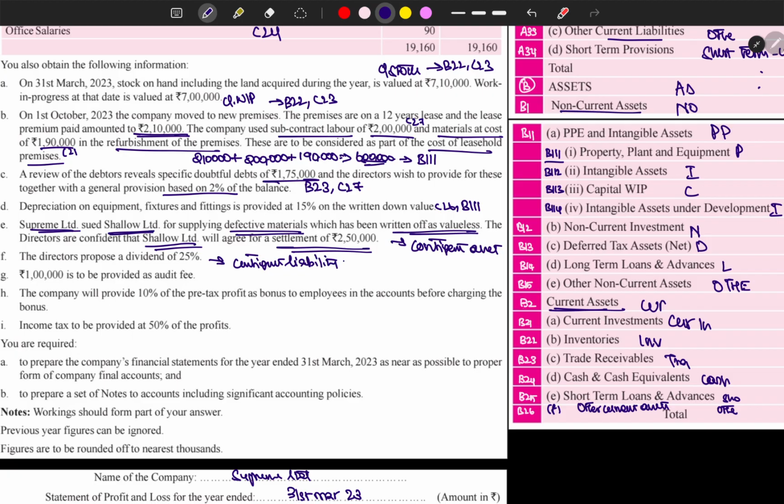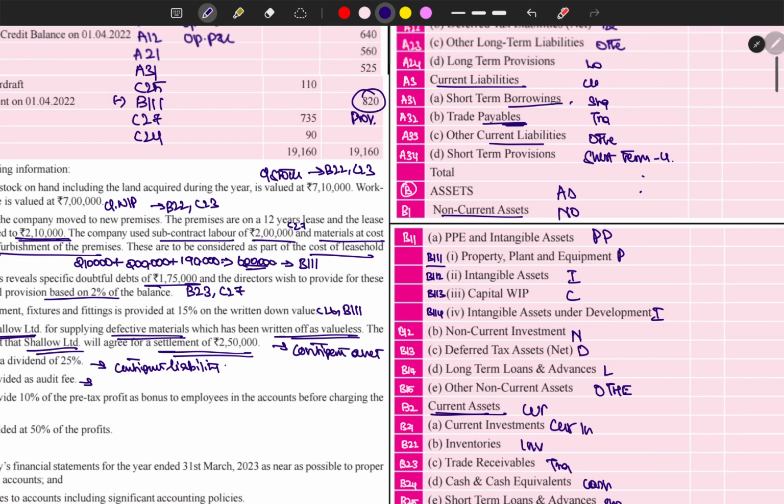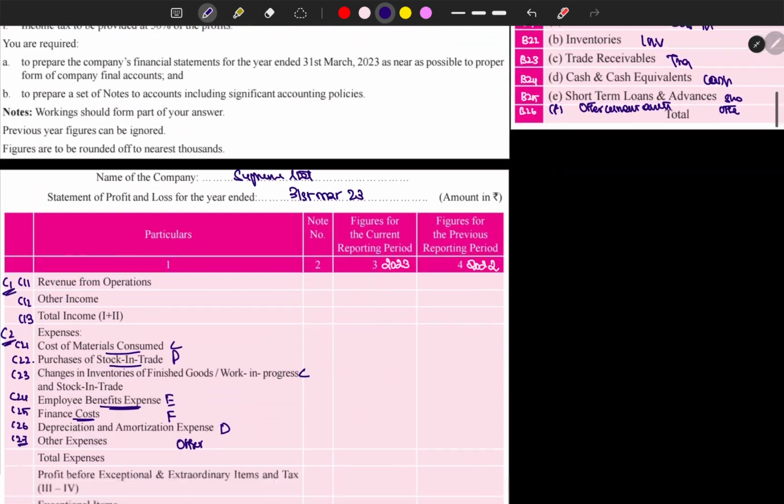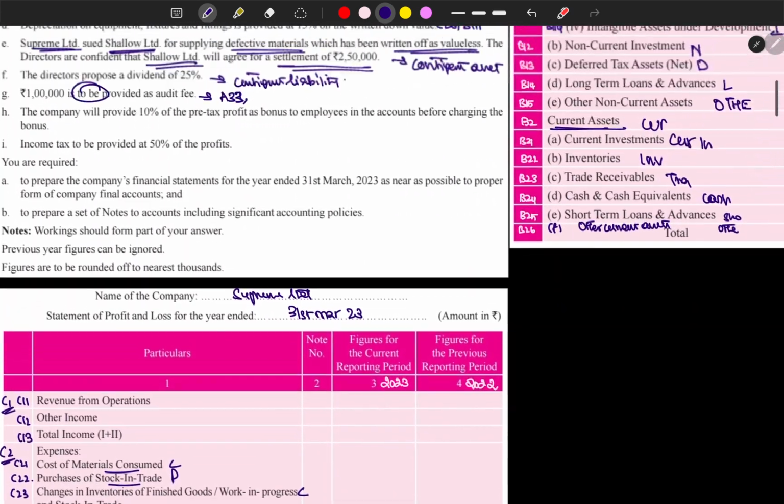Okay, we proposed dividend. This is a contingent liability; we are paying to our shareholders. Audit fee of 1 lakh is to be provided as audit fee. They have not provided it yet. So it goes to other current liabilities, which is C833, and the expense goes to other expenses, which is C27.